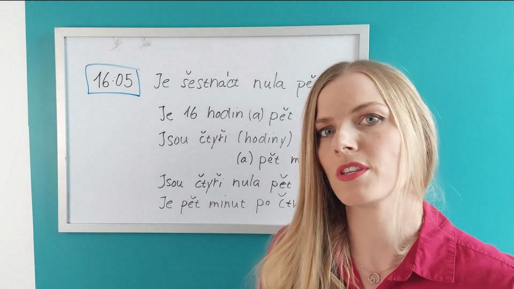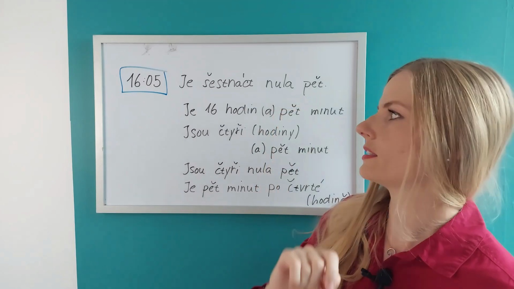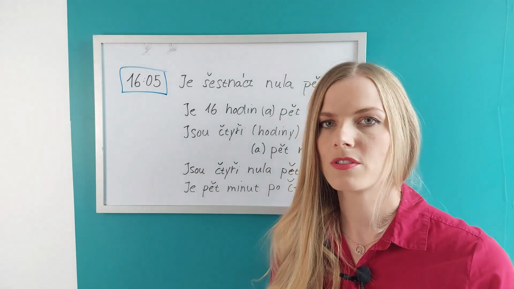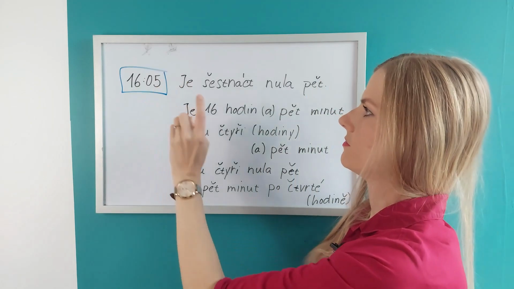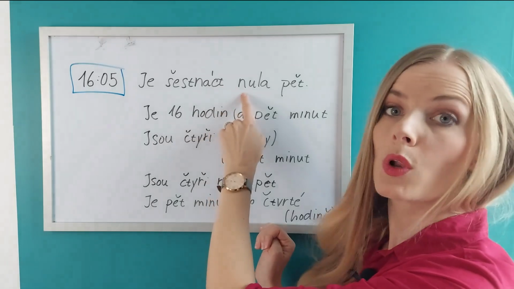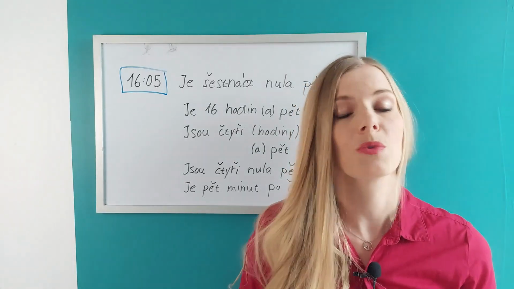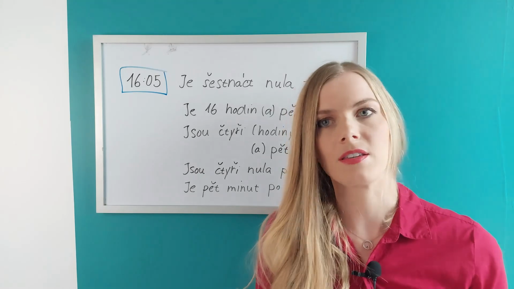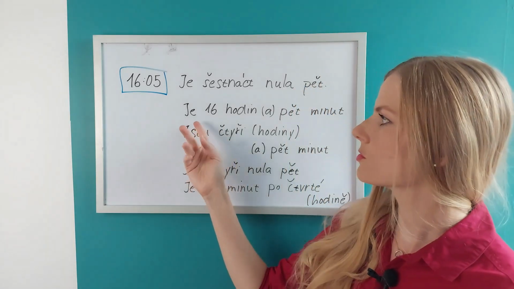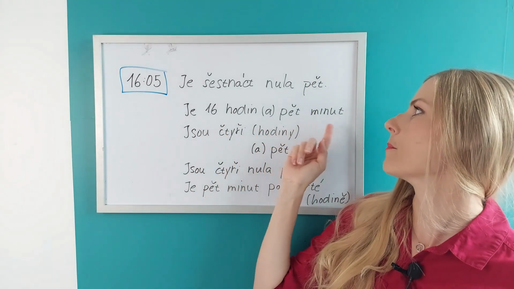We can say the precise time and say je 16:05 using the 24-hour system. It is 16:05. Again, you could hear this on the radio or when you say what time something starts, what time the bus leaves, etc. You could also hear je 16 hodin a 5 minut.